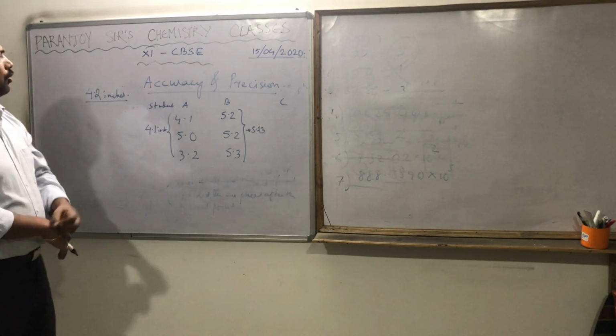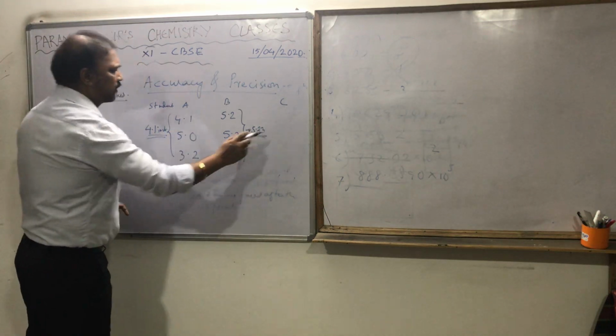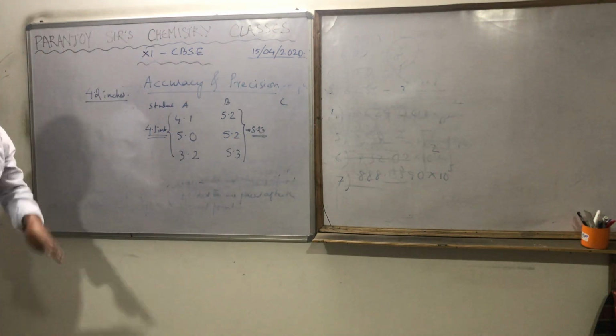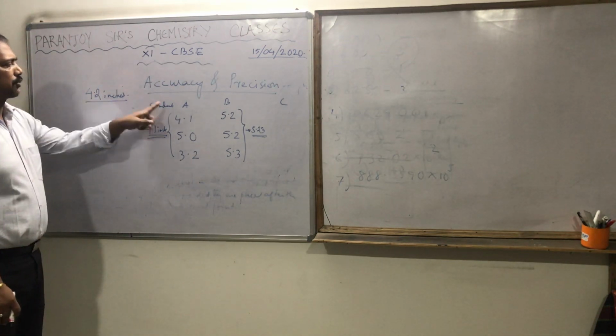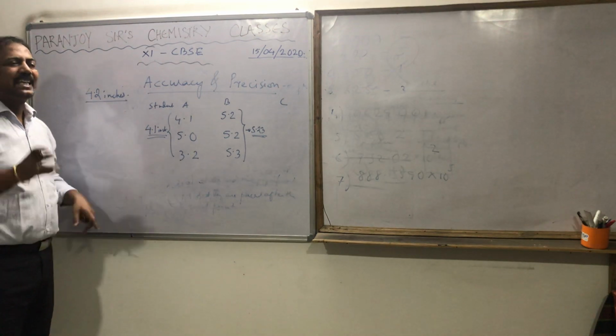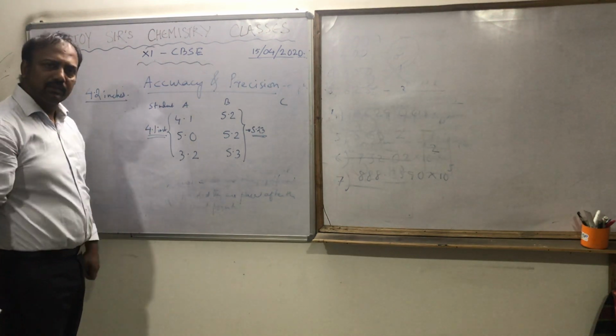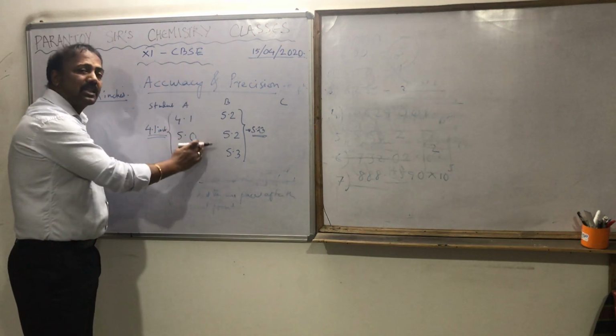Now tell me, this is one's value, this is the second person's value. Who is closer to the actual value? Student A is closer to the actual value. So we can say he is accurate. But he is accurate by chance.